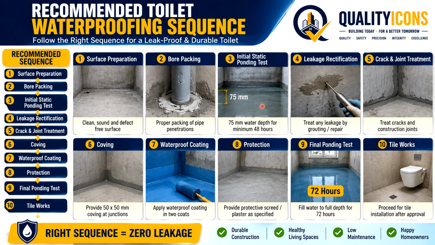Third, initial static water ponding test: 75 mm water depth for a minimum of 48 hours. Fourth, leakage rectification. If any leakages are found, rectify them and repeat the test. Treat any leakage by grouting or repair materials. After the substrate is confirmed watertight, treat cracks and construction joints. Very important, this is a water leakage prone area.